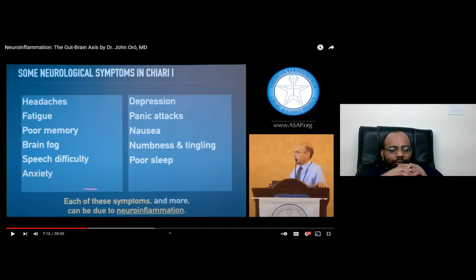Of Chiari 1. And this is created from where? The guts. Now, whatever you stimulate, if you don't correct your eating habits and if you don't stop gluten and all, what will happen?